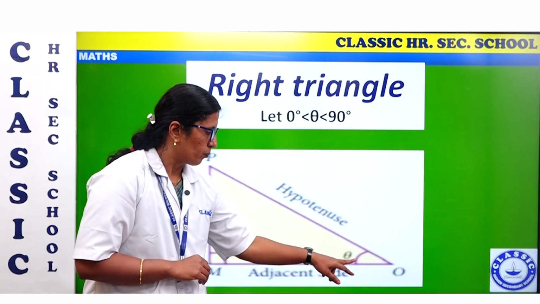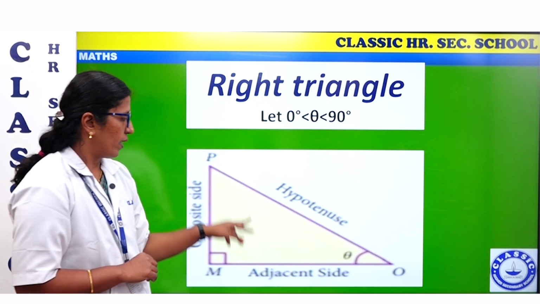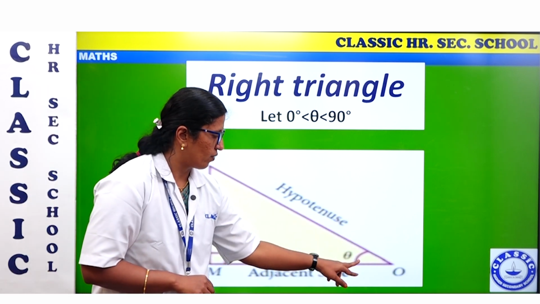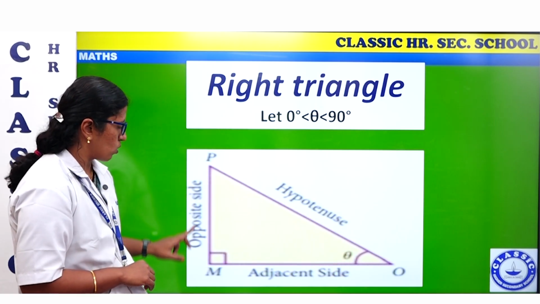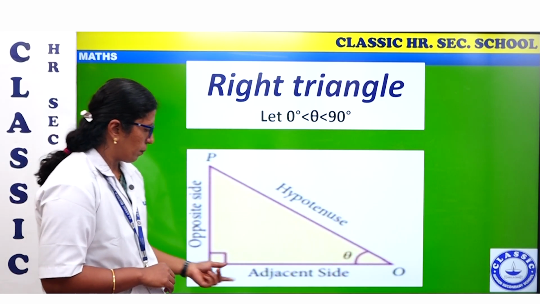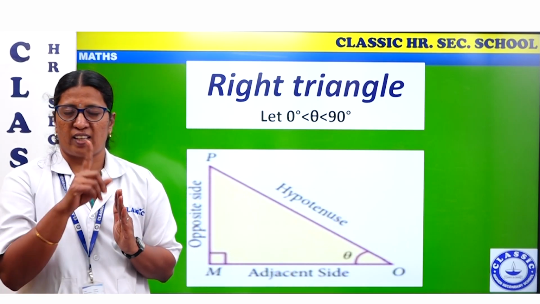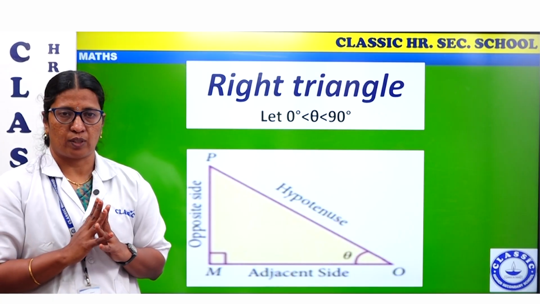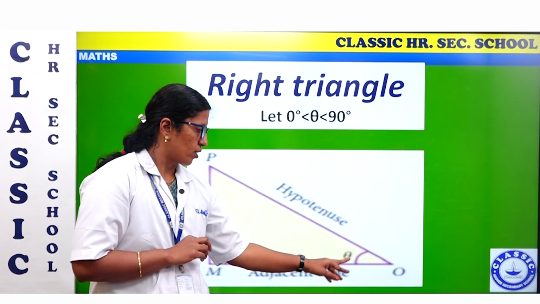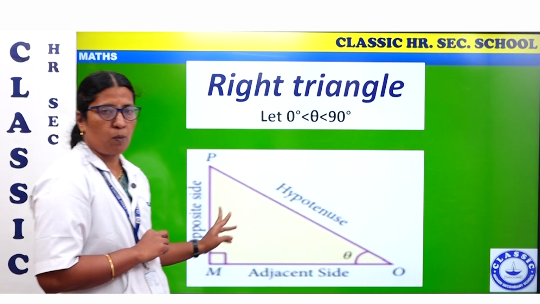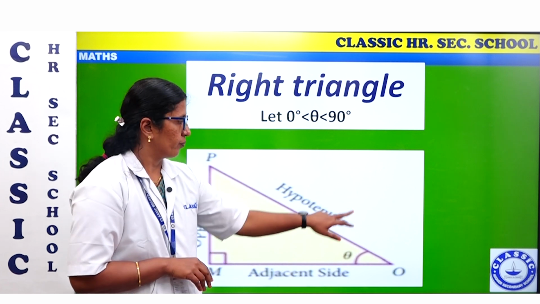Another angle, theta, we can call an acute angle. It should be at the position O or P, but in this triangle the position O is given as theta. The side opposite to the acute angle theta is the opposite side, the second side, and the remaining third side is the adjacent side. So the right triangle is defined by one angle being 90 degrees, the side opposite to it being the hypotenuse, and for the acute angle, the opposite side and the adjacent side.